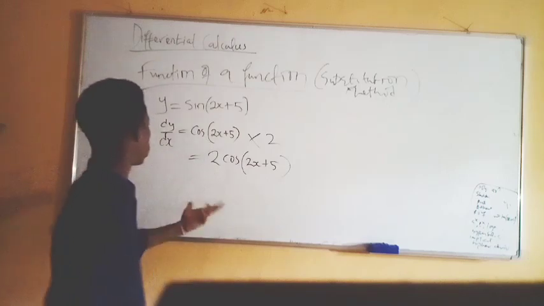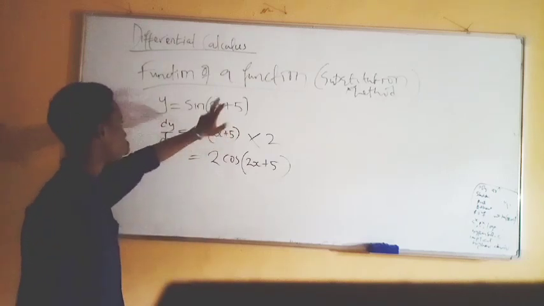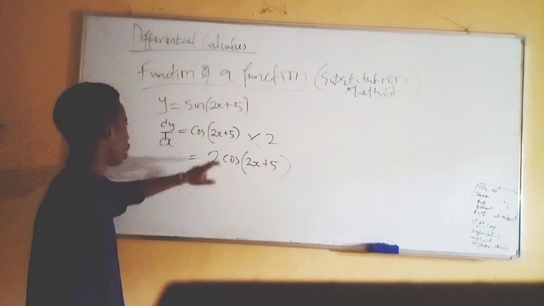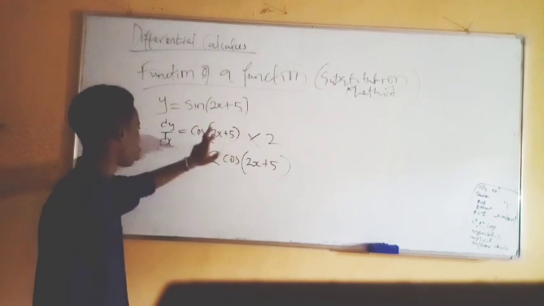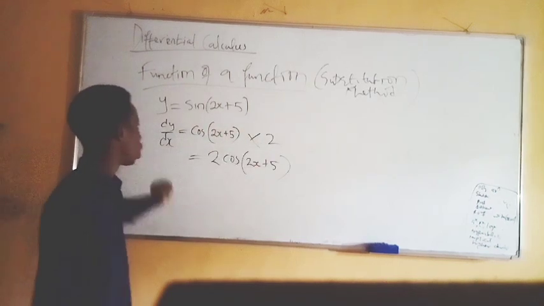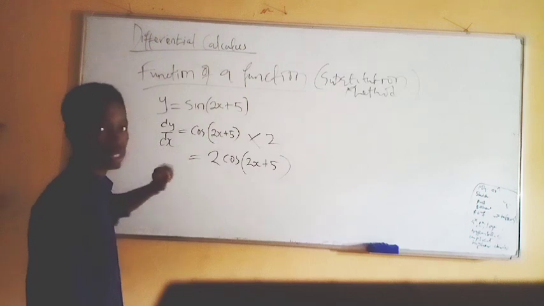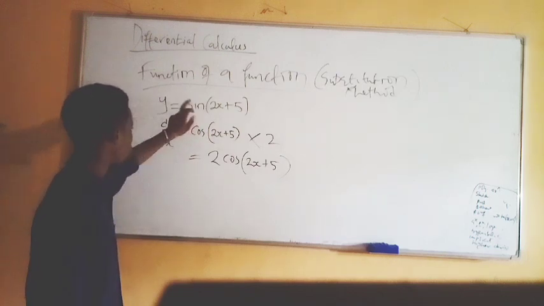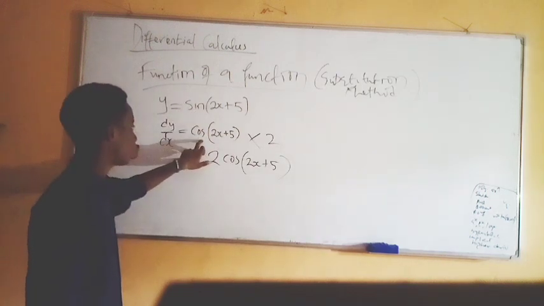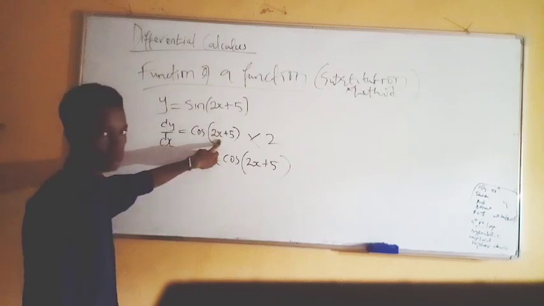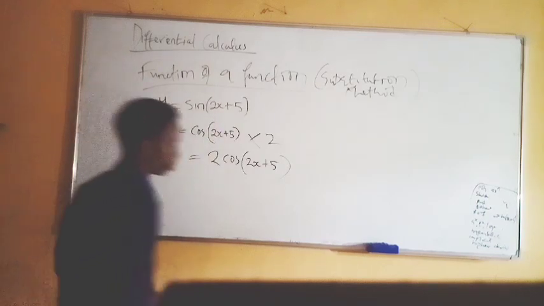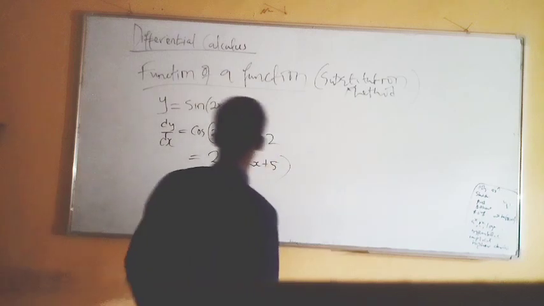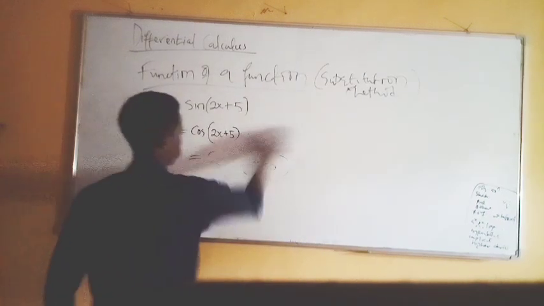Of course, if we put it here, we said this was u. So du/dx was 2, while dy/du was cos u, which is cos of 2x plus 5, as we said initially. So that's it for the function of a function.